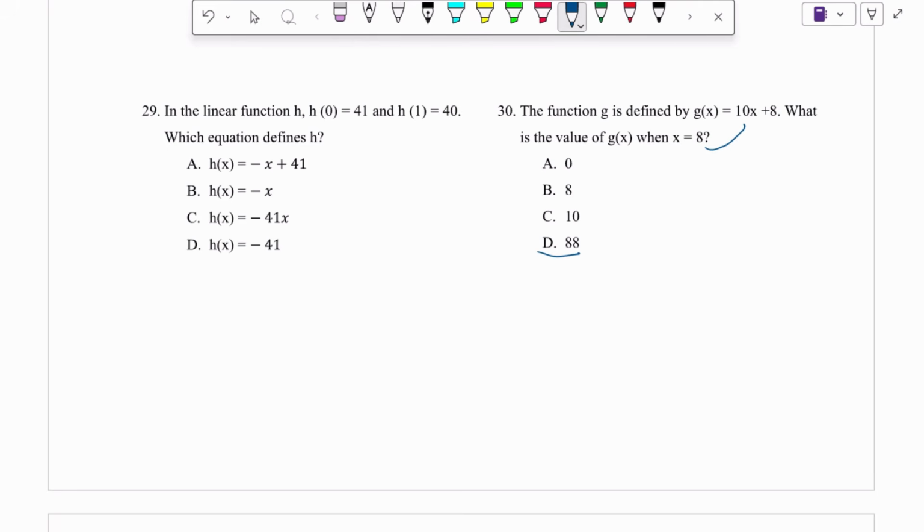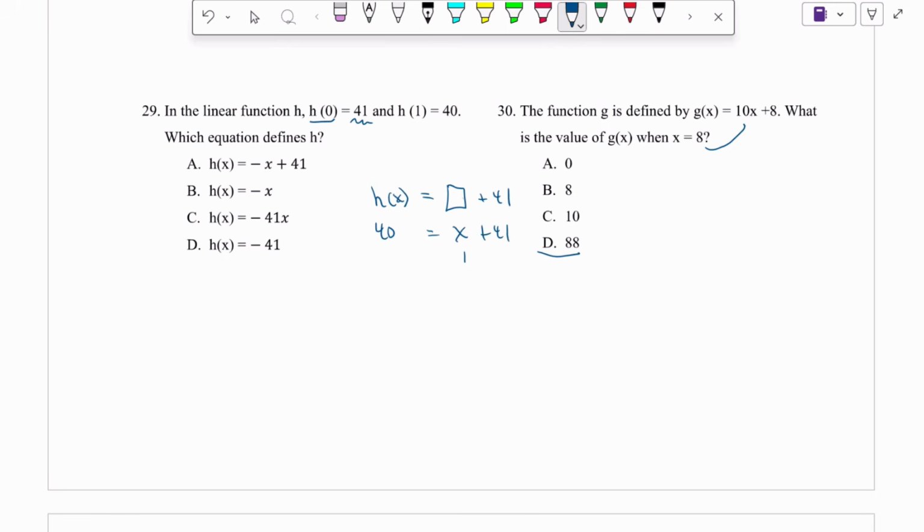Okay, take a look here at number 29. It says h of 0 equals 41. So when I do nothing, I get 41. That has to be my y-intercept. So I have h of x equals, I'm going to put a blank here right now, plus 41. Okay, now when I do 1, it gives me 40. So when I plug in 1, my answer here is going to be 40. Well, what do I have to put in here for x? I could put x plus 41.